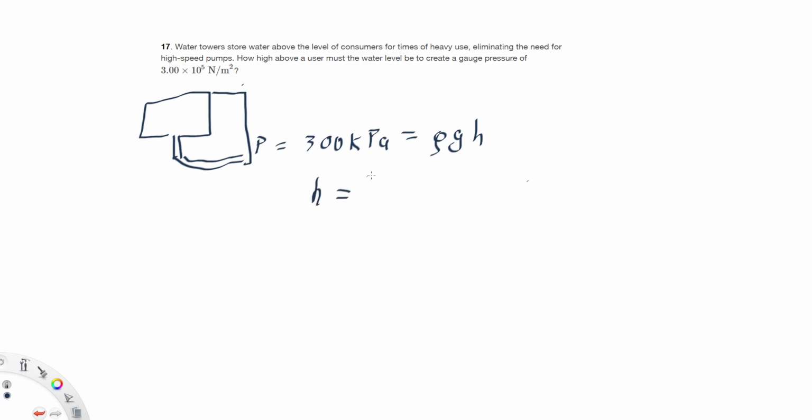Yeah, so our height is just going to be, right, gauge pressure divided by density divided by gravity. So 300,000 divided by 1,000, 10. So that's what, 1, 2, 3, 4 zeros that get canceled off? 30 meters.